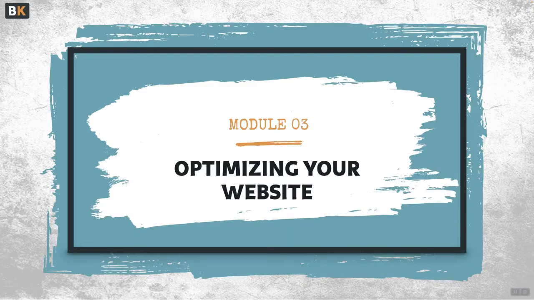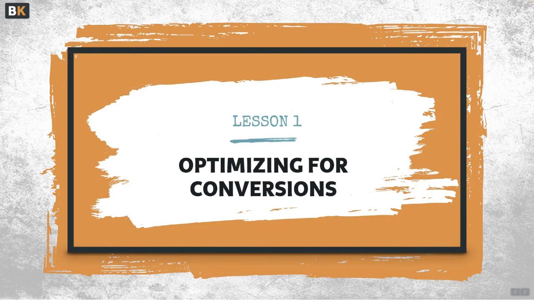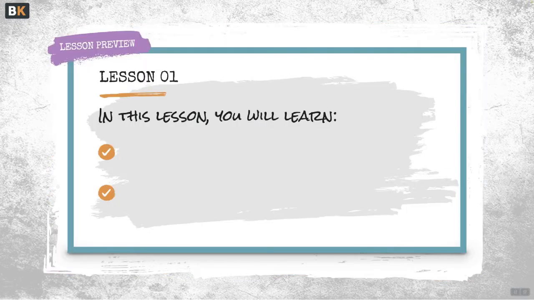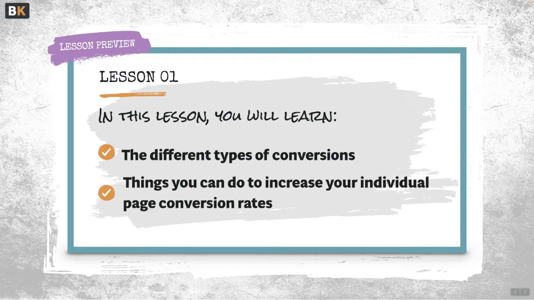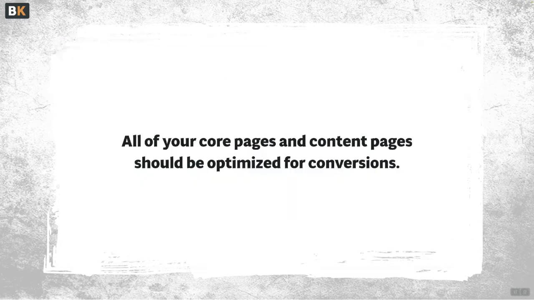We're currently in Module 3, Optimizing Your Website, and we're in Lesson 1, Optimizing for Conversions. In this lesson, you will learn the different types of conversions and things you can do to increase your individual page conversion rates. So let's get started.